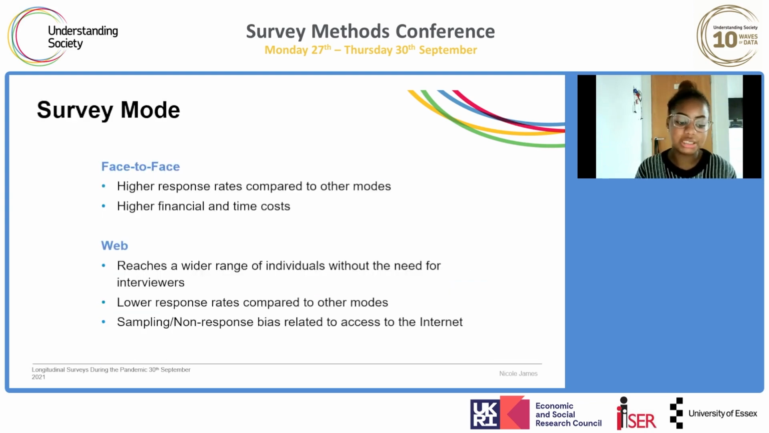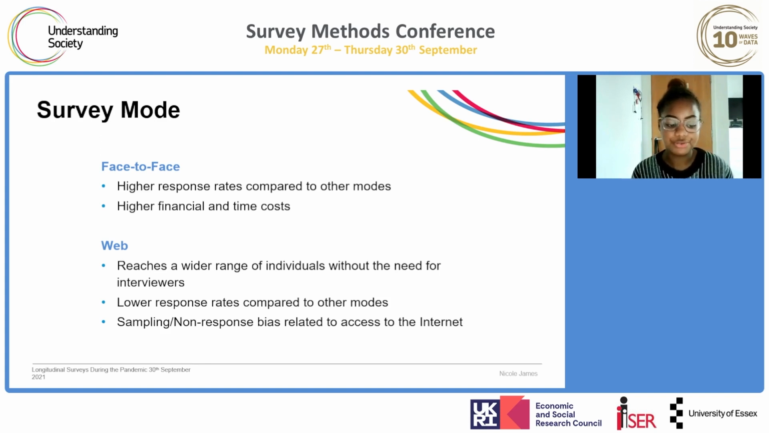So survey mode is an important issue for sample representativeness, as the survey mode can be related to the participant's decision to respond, and that can lead to those subgroup biases that I was talking about before. So for face-to-face, it's associated with higher response rates compared to other modes, but also has higher financial and time costs, whereas web can reach a wider range of individuals without the need for interviewers. But that's also associated with lower response rates compared to other modes.